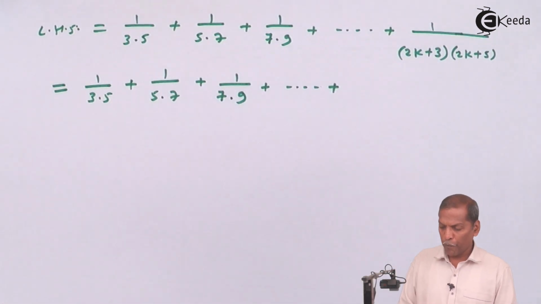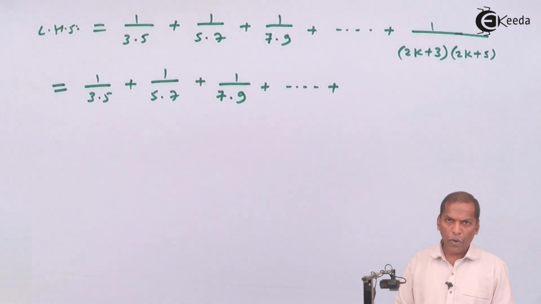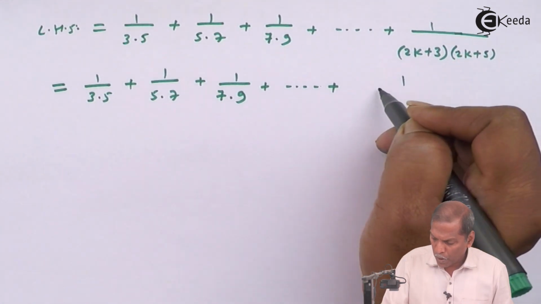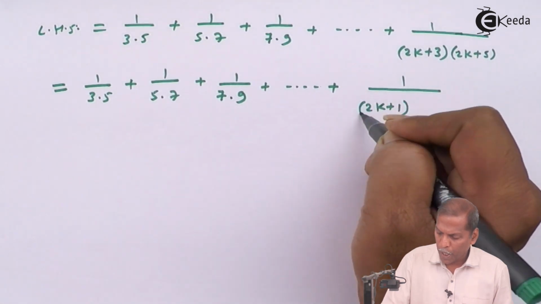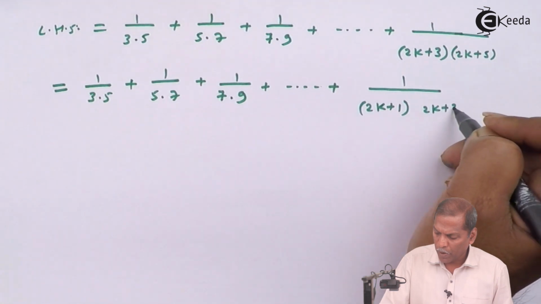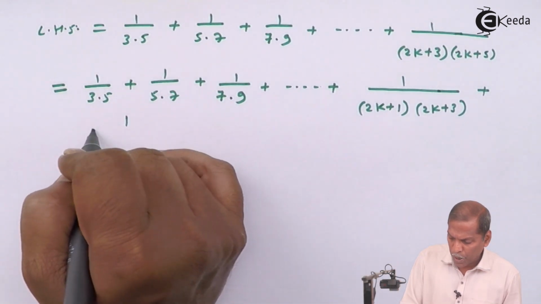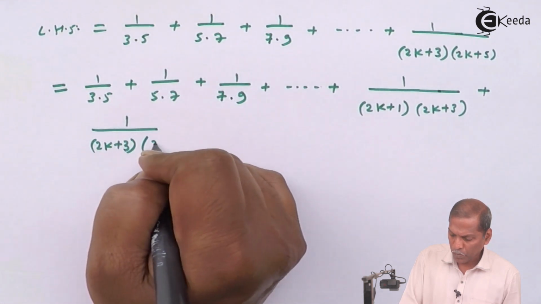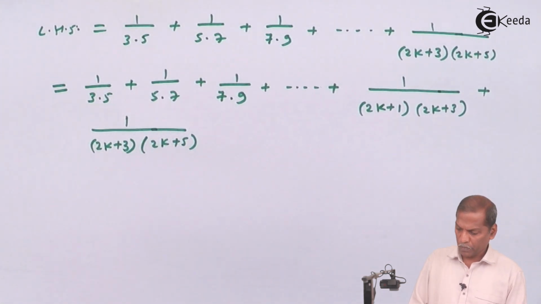Now here, first of all, we write the second last term. If you observe here, the terms which are present in the denominator have a difference of 2. So the second last term is 1 upon (2k plus 1) and (2k plus 3), plus the last term is 1 upon (2k plus 3) first bracket and (2k plus 5) second bracket.